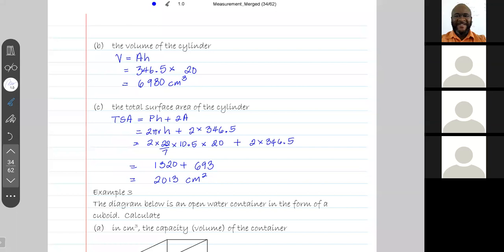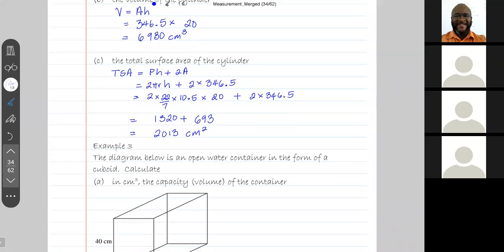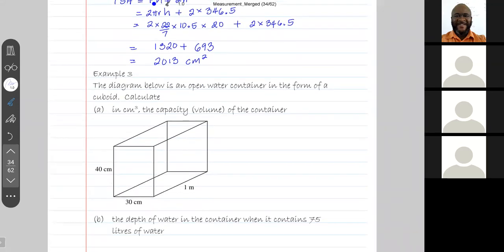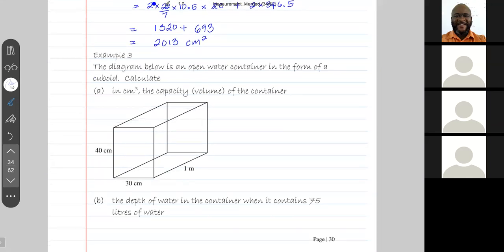All right, so let's move on to example 3. In example 3, we're told that the diagram below is an open water container in the form of a cuboid. Now, guys, the open there simply means that it's a container that doesn't have a top.